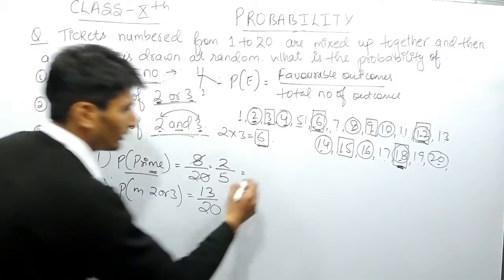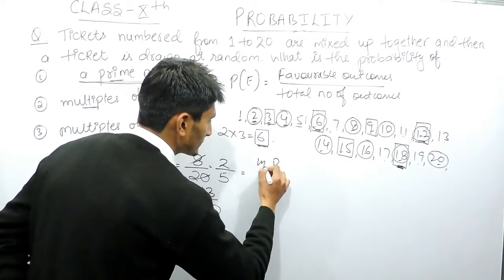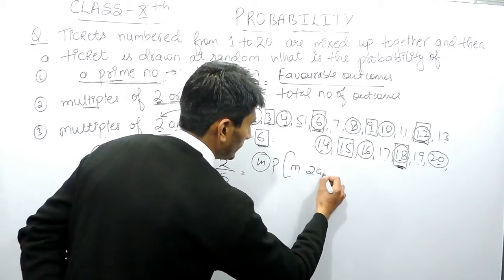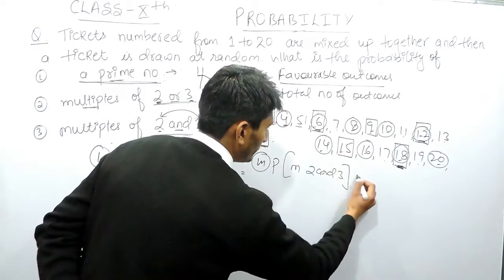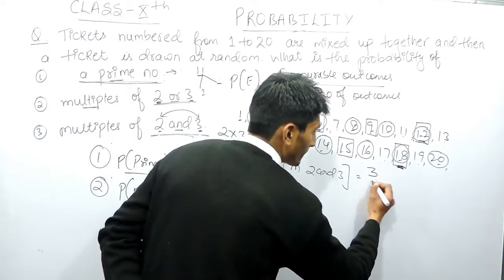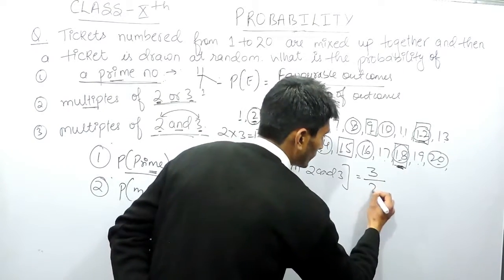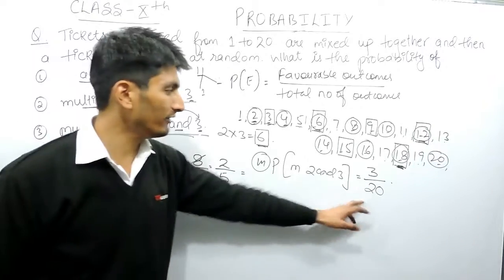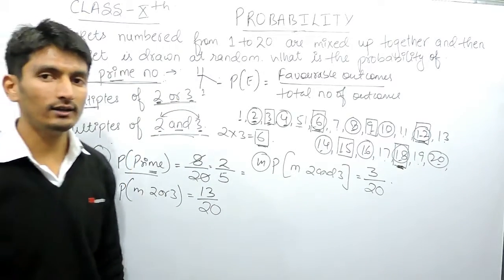So finding the probability, this is the third part, of the multiples of 2 and 3 will be equal to, here the number of favorable outcomes are 3 and the total number of outcomes are 20. So this will be the probability of getting a multiple of 2 and 3.